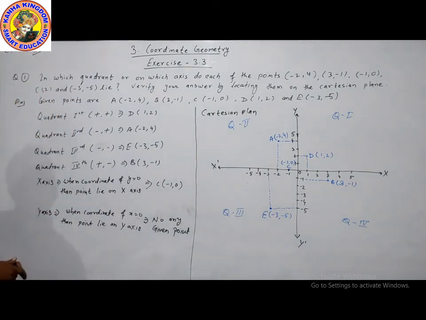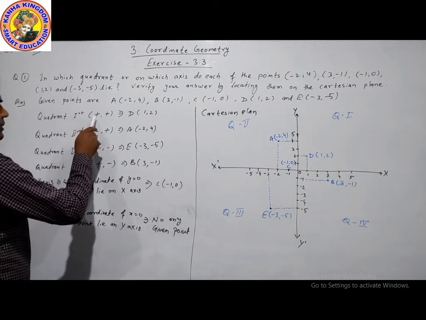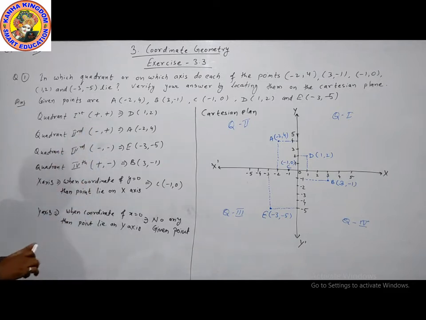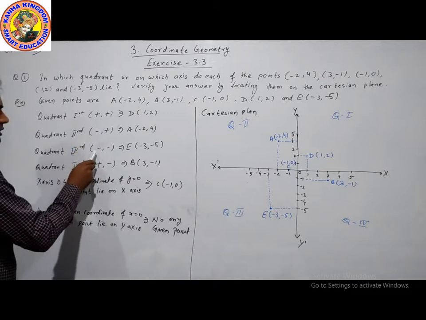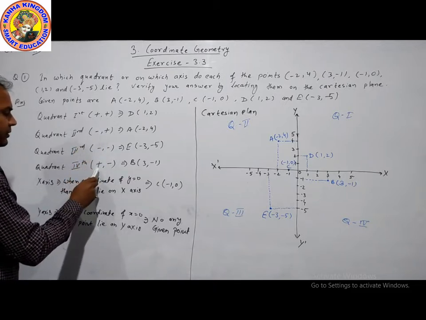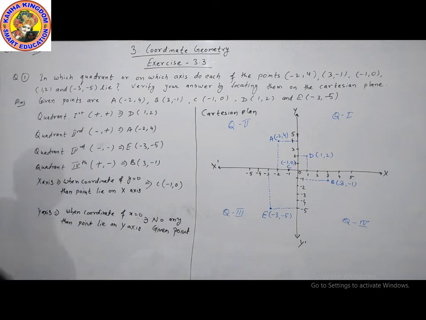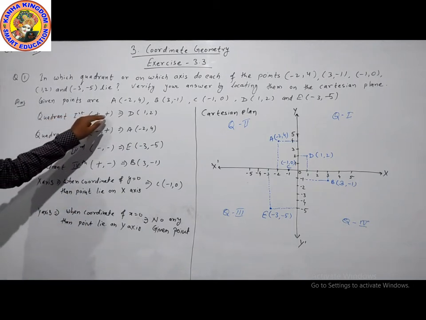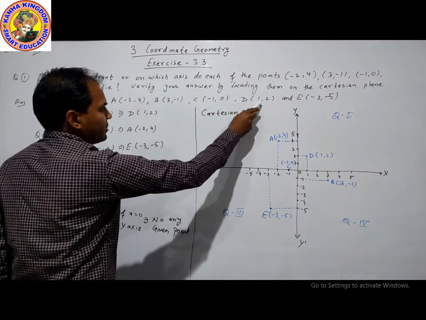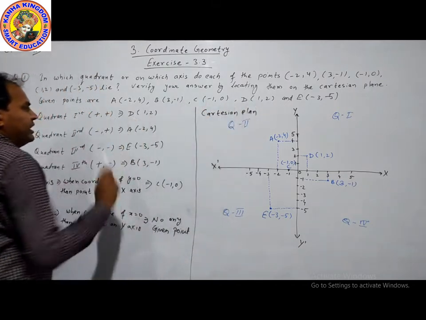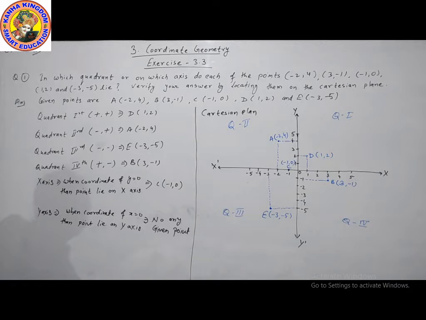Now, we know that in the first quadrant, the signs of the coordinates are plus plus. In the second quadrant, minus plus. In the third quadrant, minus minus. In the fourth quadrant, plus minus. So, for the first quadrant, we are looking for plus plus. No, no, no, yes. This is plus plus. So, point D is in the first quadrant.